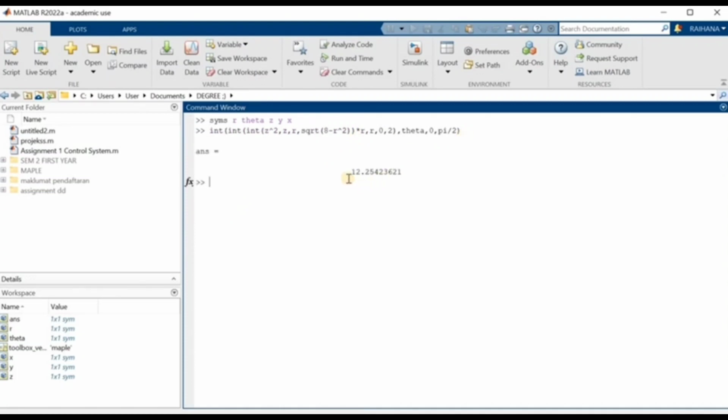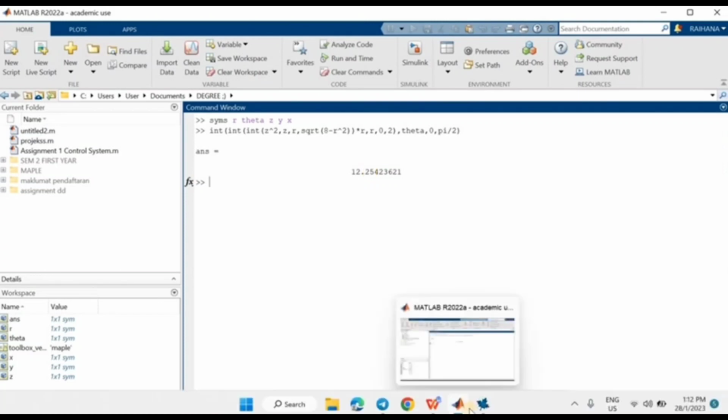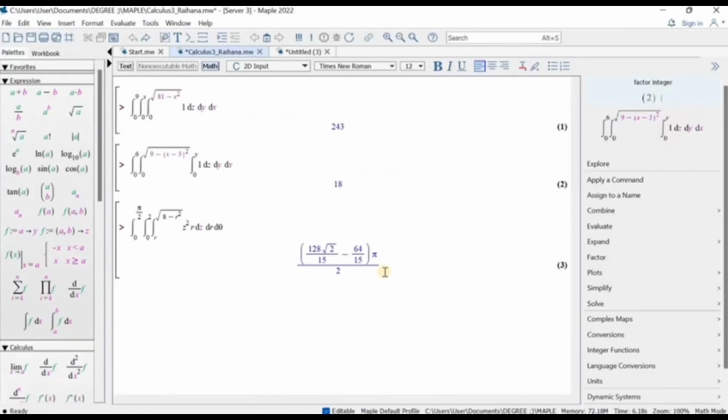So I get the answer 12.1 as the decimal answer. If I change it to a fraction, I will get the same answer as in my manual calculation. So I proved it with the mapper, and I get the same answer in the mapper. So that's all from me.